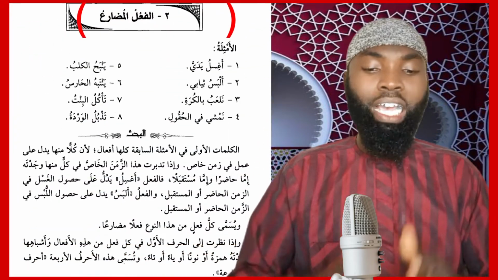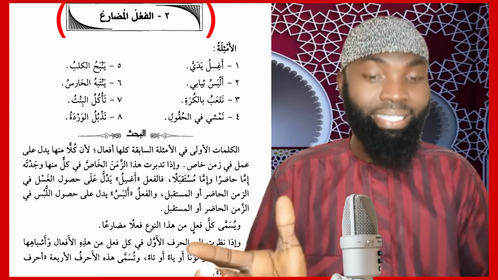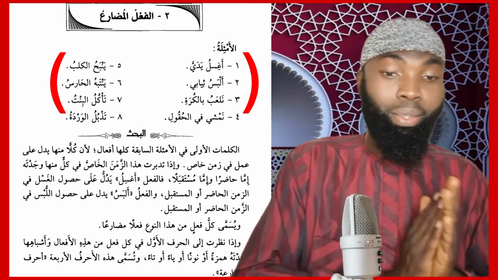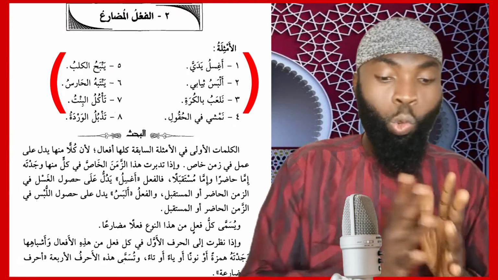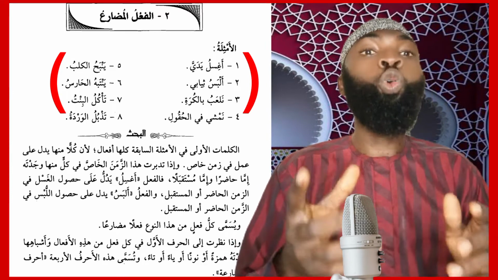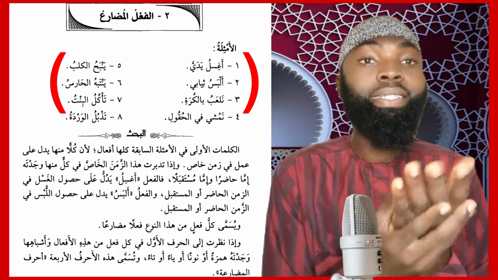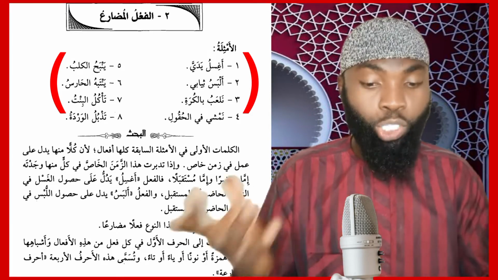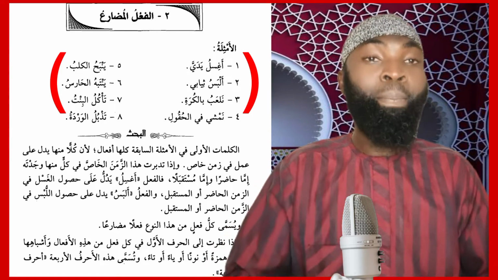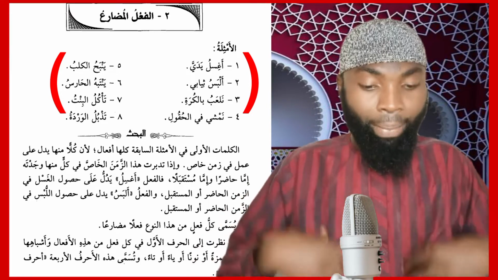Now let's move on to al-fi'l al-mudari. Al-fi'l al-mudari simply means the present tense. Al-amthila, just the way we did in the past tense, we also have examples here. Example 1 says, Agsilu yadayya. I am washing my two hands. Number 2, albasu thiyabi. I am wearing my clothes. I am wearing my garments.